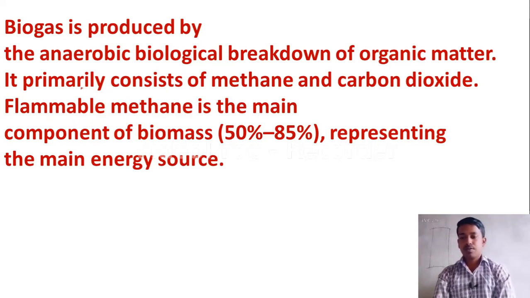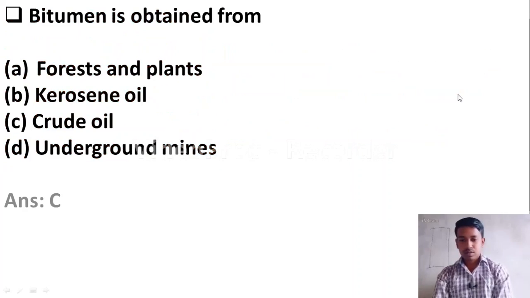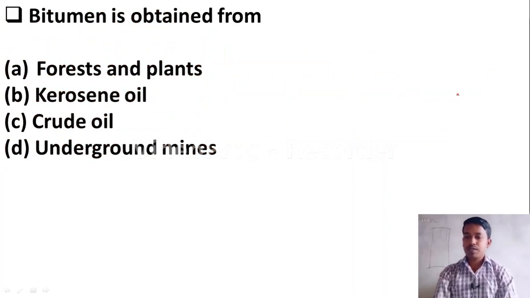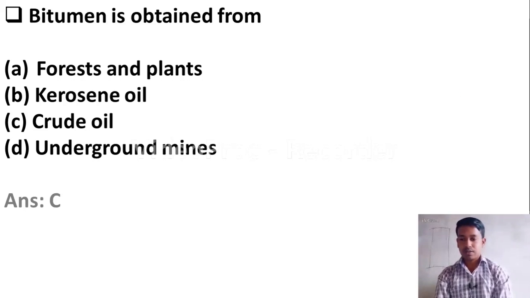Biogas is produced by anaerobic biological breakdown of organic matter. It primarily consists of methane and carbon dioxide. Please remember it. Okay, the next question is: bitumen is obtained from option A forests and plants, option B kerosene oil, option C crude oil, option D underground mines. Bitumen is obtained from crude oil.